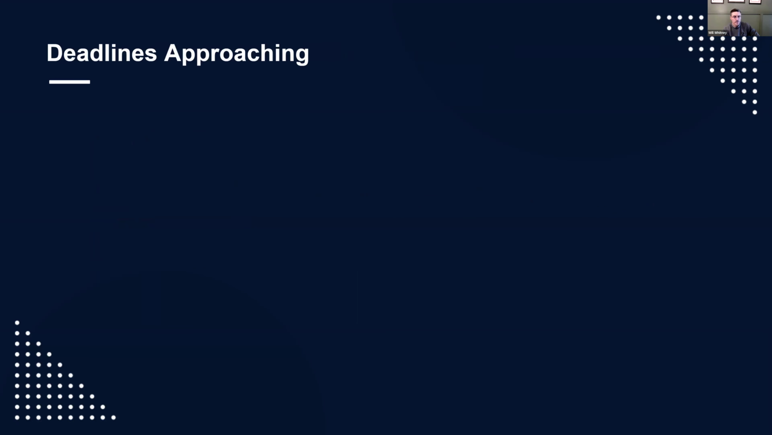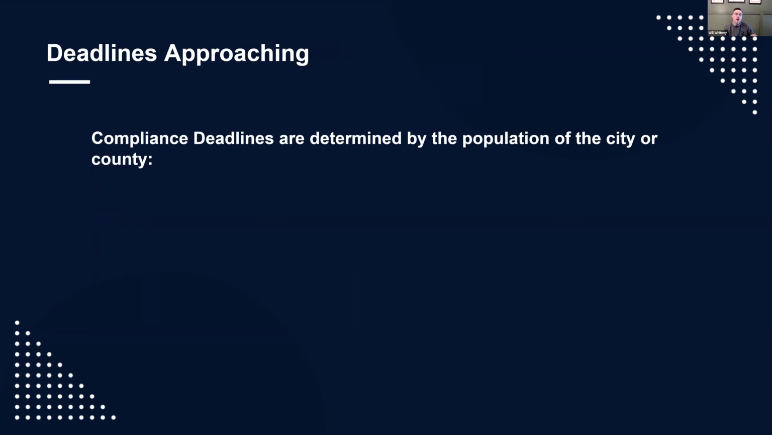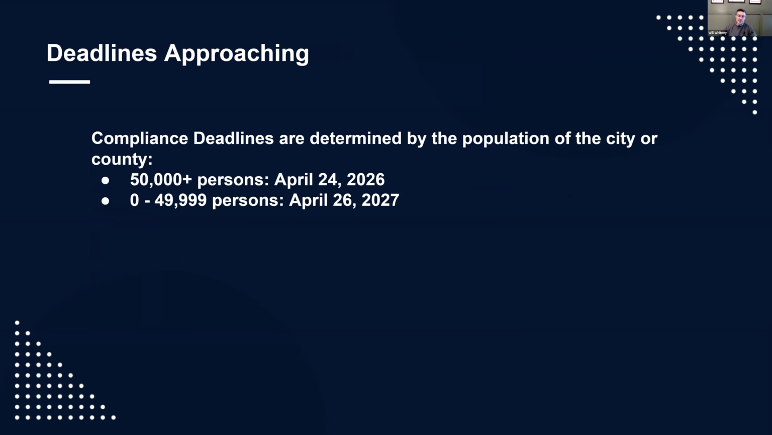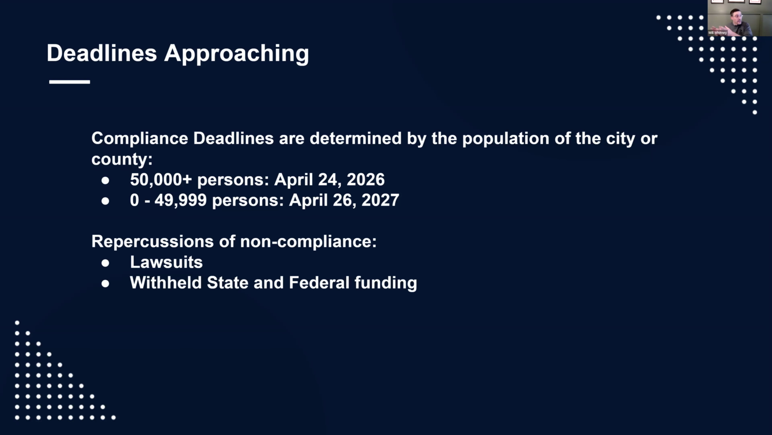And the deadlines I just mentioned that are approaching are the compliance deadlines based on population. So if you're in a city, town, or municipality with 50,000 or more people, this year, April 24th, these rules go into effect. If you're below 50,000, it's next April, but that doesn't mean you shouldn't be looking into it, kind of planning ahead for what you are going to do when this deadline approaches, because there could be repercussions, potentially lawsuits or potentially withheld state or federal funding if you're not compliant with the rules.